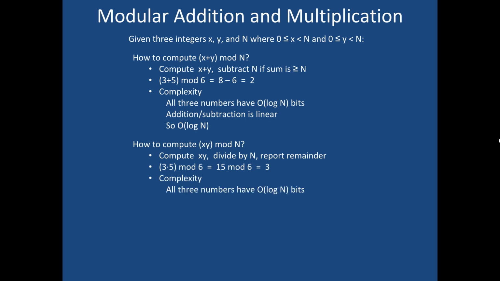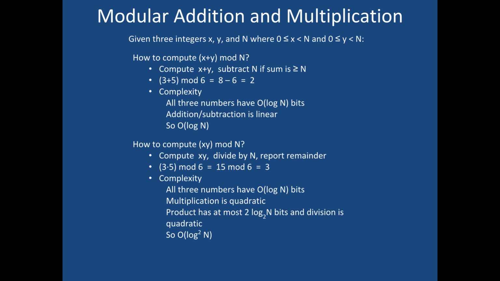The complexity of that: again, all numbers are going to have at most log n bits. Multiplication is quadratic, let's say. We actually know better than that. We can do faster, but for now, let's just say it's quadratic. The product still has O of log n bits, and then we have to do a quadratic division. So it's quadratic, log squared of the modulus.